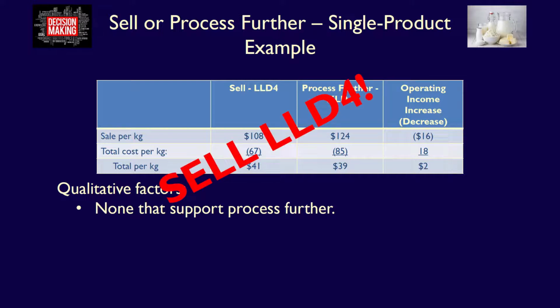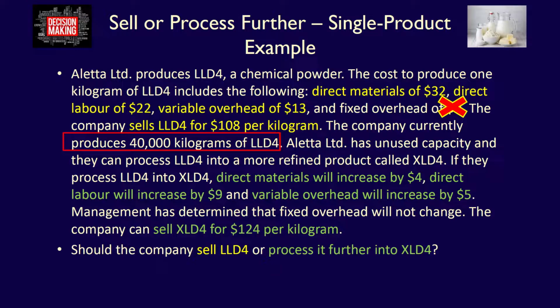So, given both the quantitative and qualitative analysis, management should recommend that the company sell LLD4 as is. This is, of course, step 5 in the incremental analysis process. Let's return to the question again for a moment. Recall that we ignored the fact that the company produced 40,000 kilograms of LLD4 and was able to process that further into 40,000 kilograms of XLD4. We completed the analysis using per kilogram revenues and costs because the amount produced did not change between alternatives.